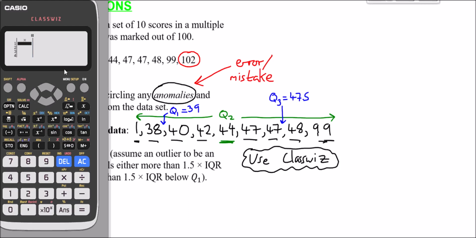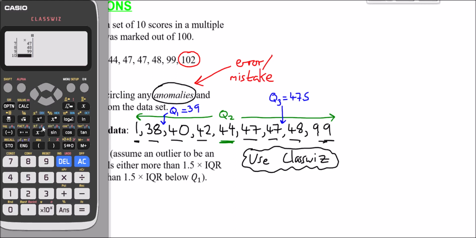Now we just type in the data as it appears, pressing equals each time. So 38, equals, 40, equals, 42, 44, 47, press that one twice, because there's 2 47s, 48, and 49. Whoops, not 49, sorry, 99. So toggle back, 99. So press equals.